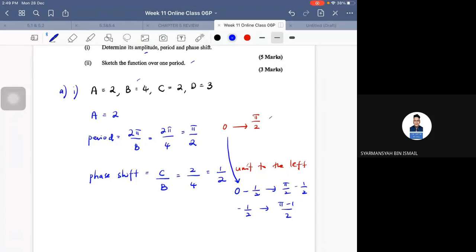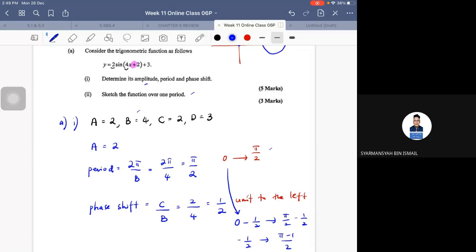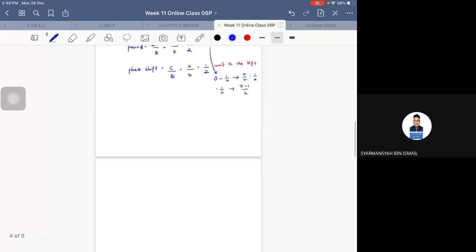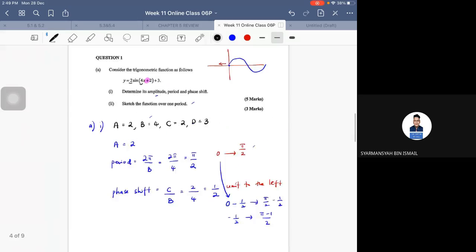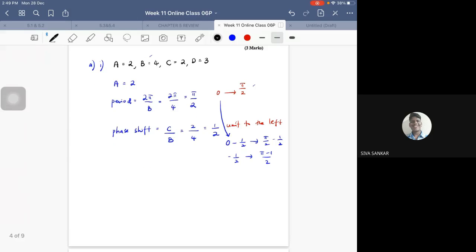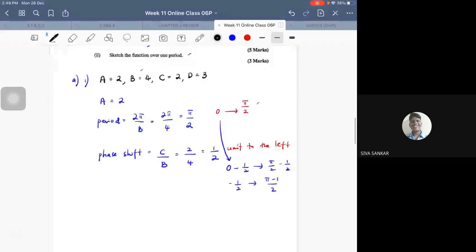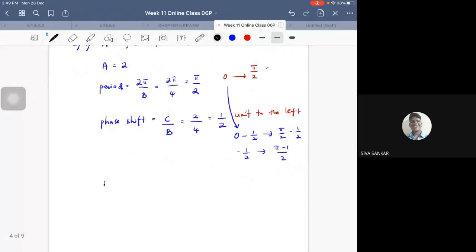Okay, now we already have all those elements. Now that we already have the amplitude, period dengan phase shift, kita akan sketch the function. Tapi before I sketch the function, ada satu benda lagi yang tak ada. So apa yang tak ada kat sini that I have to prepare? What else should I have? Kita tak ada apa? Why is it not here yet? So kita tak ada nilai maksimum dengan minimum.